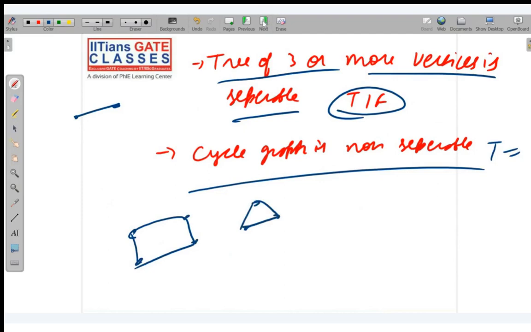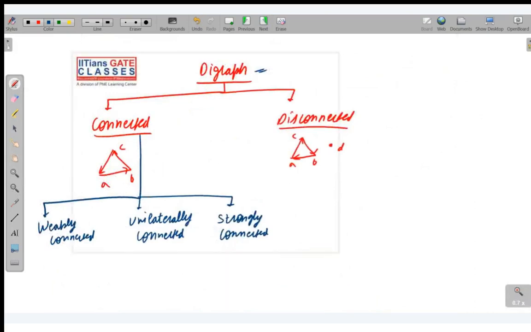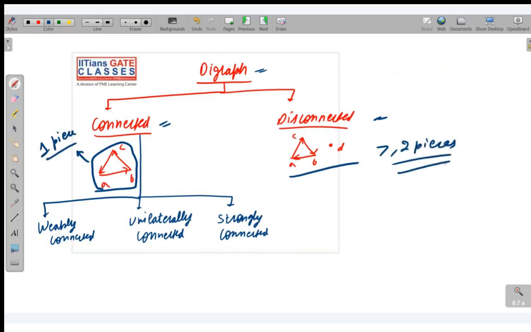Okay, next we are jumping to digraph. So a digraph is of two types: connected and disconnected. Connected means like this, single piece. Roughly, you will say single piece. Disconnected means two or more pieces. If one piece, it is connected. If greater than or equal to two pieces, it is disconnected. Roughly you can visualize it like this. Now this connected digraph is of three types: weakly connected, unilaterally connected, and strongly connected. Let me give you the definitions of these. Take snapshot.